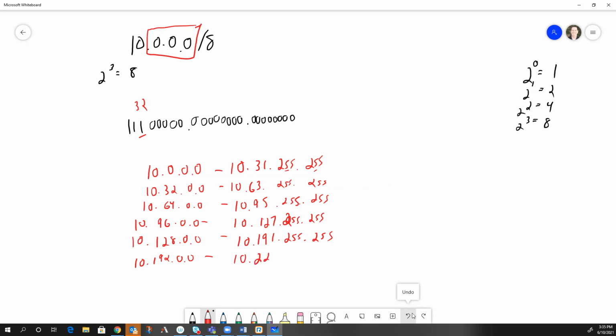It's 223, on down to 10.224.0.0 to 10.255.255.255. 1, 2, 3, 4, 5, 6. Oh, I missed something somewhere. I missed a subnet. Oh, right there, I missed one in here. Sorry, y'all. I messed up right there.